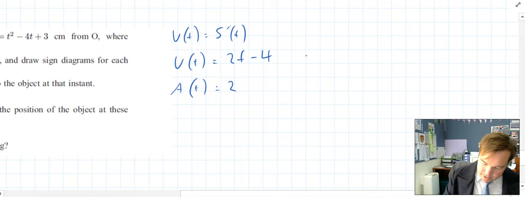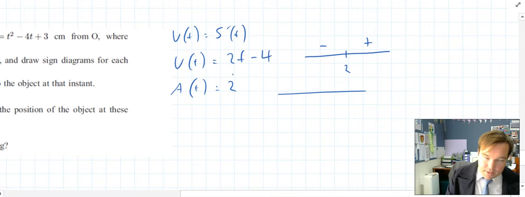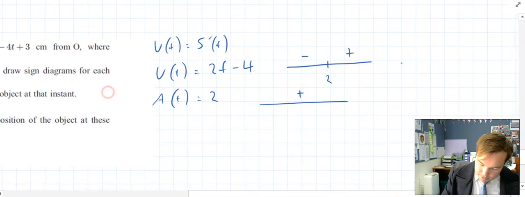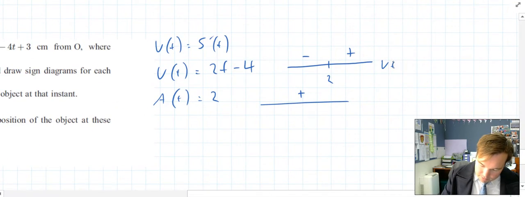What we want to look at is a sign diagram for each. Well, here, the sign diagram for velocity will equal 0 when t is equal to 2. When it's less than 2, it'll be negative, and after that it'll be positive. For acceleration, that's saying the acceleration is constantly 2, meaning it's just going to be positive. And you should have v(t) here, and you should have t here and t here.